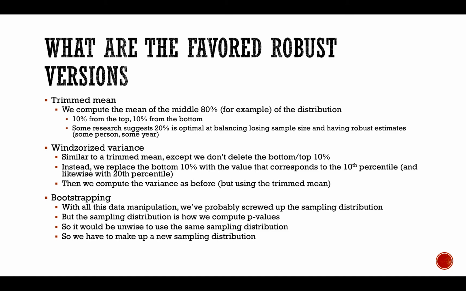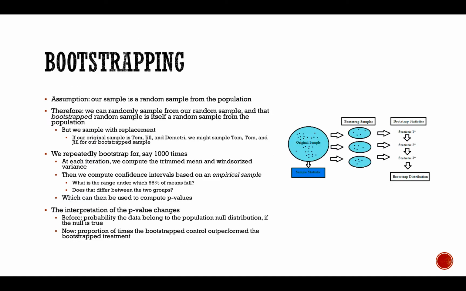So just a quick explanation of what bootstrapping is. With bootstrapping, we assume our sample is a random sample from the population. And if that's the case, therefore, we can randomly sample from our random sample, and that bootstrapped random sample is itself a random sample from the population. Does that make sense? So think about that for a minute. Again, we are sampling from our random sample, and that sample from our sample is itself a random sample from the population.